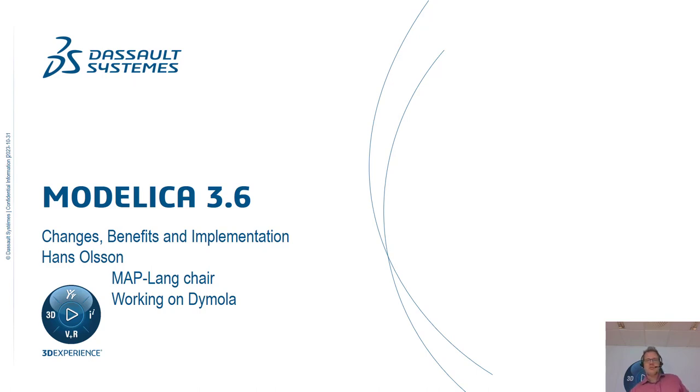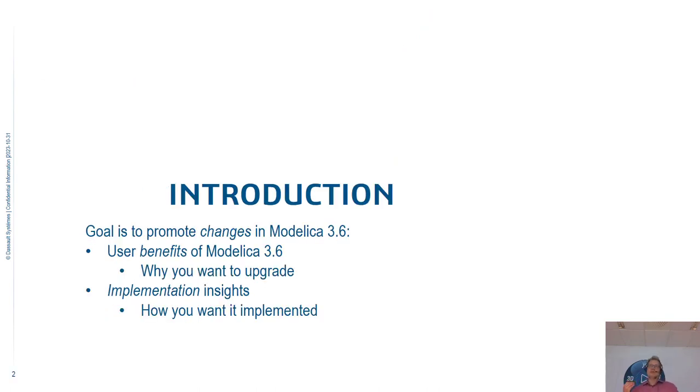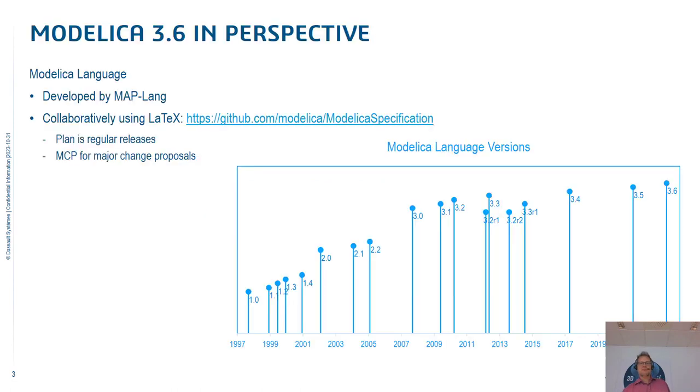So first, let's consider what is the goal of this. It's to promote the changes introduced in Modelica 3.6. So the idea here is that the user will get benefits of using Modelica 3.6 instead of an earlier version, so we want to upgrade. And the implementation insights is both how we want it implemented as a user and also some hints for other implementers on how to do it.